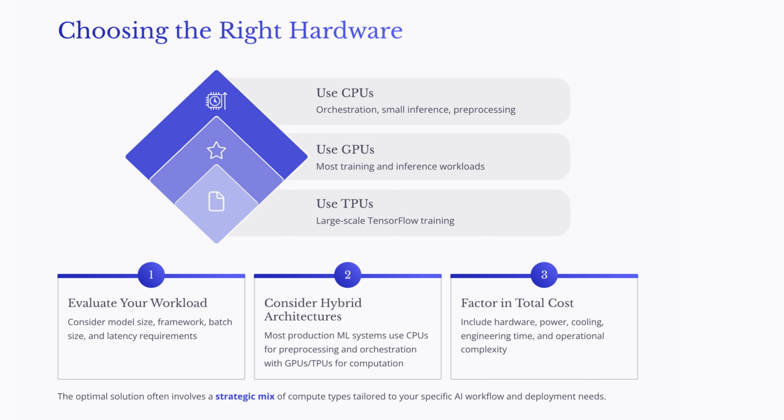And when evaluating hardware, it is critical to factor in total cost, not just the sticker price, but also power consumption, cooling requirements, engineering time, and operational complexity. The optimal solution is rarely a single chip type, it is a strategic blend, a carefully designed mix that matches compute to task, maximizing performance, efficiency, and scalability for your specific AI workflow.